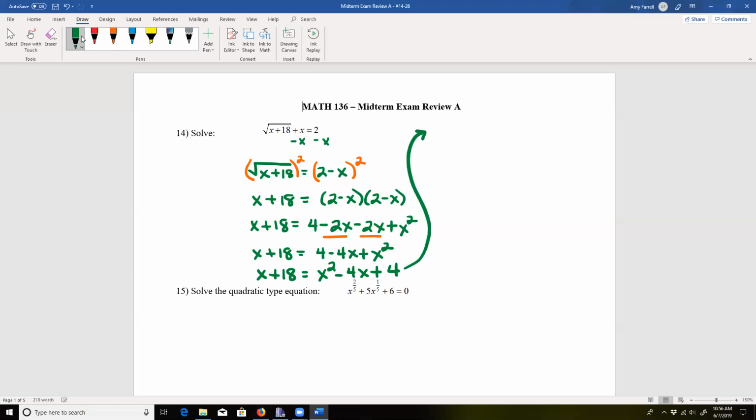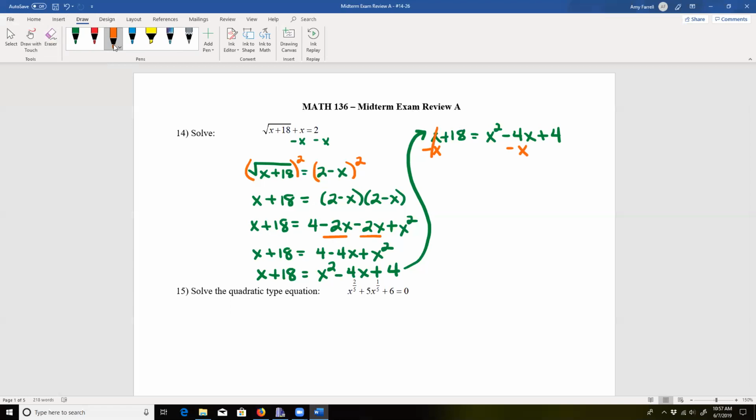I'm going to copy what I have down here. I want a zero on one side, and I'm going to choose to move over the x plus 18. I don't want a negative x squared. If I try to get a 0 on the right-hand side, I'd end up with a negative x squared, which would be kind of tough to factor. So I'm going to subtract x from both sides. I didn't put it under its like term. So subtract x from both sides.